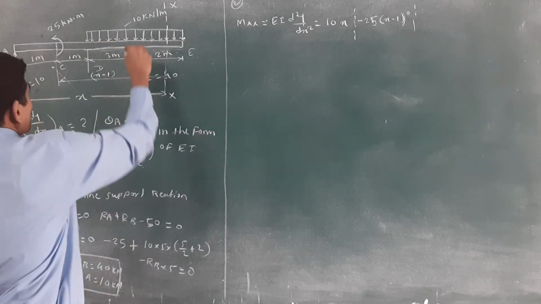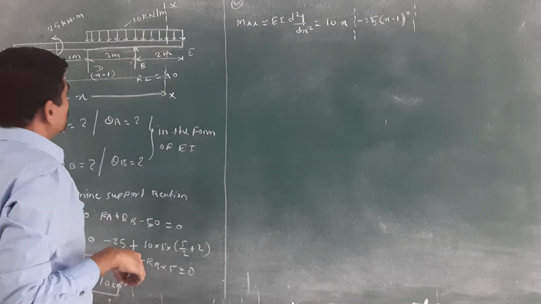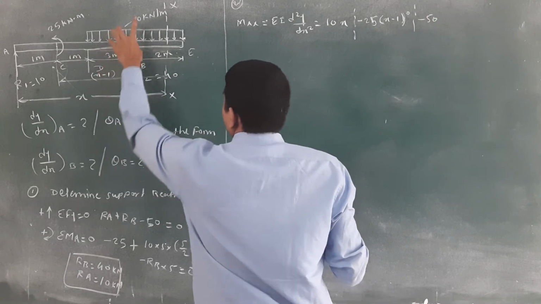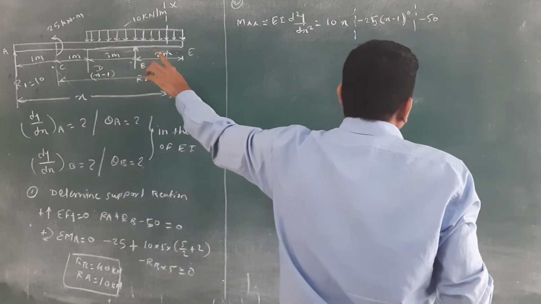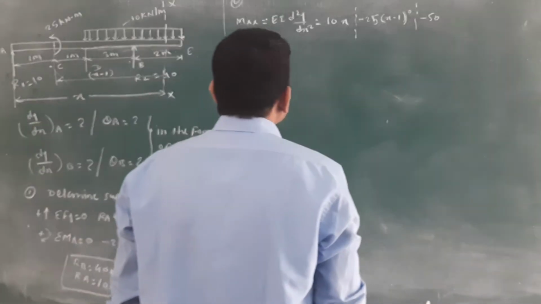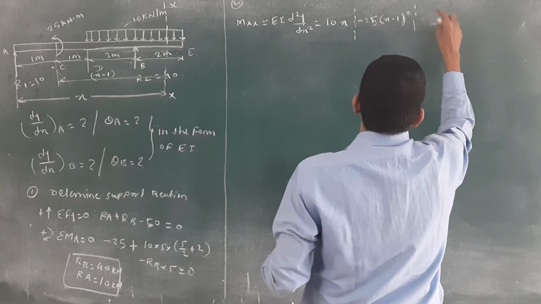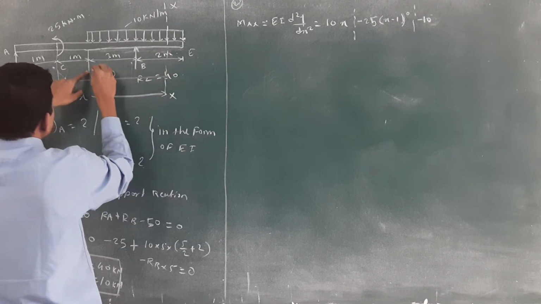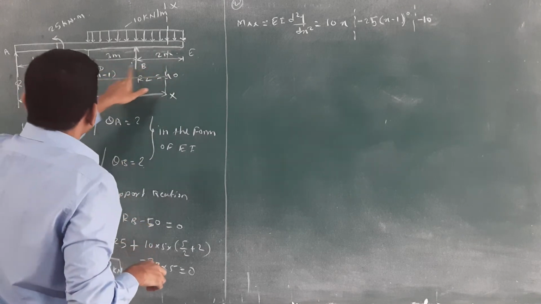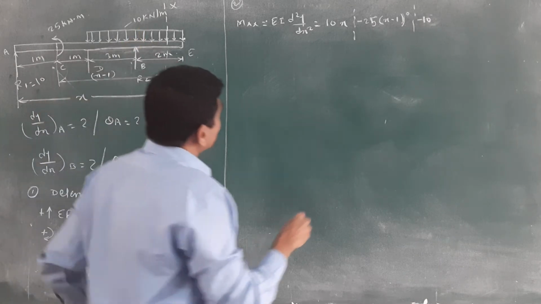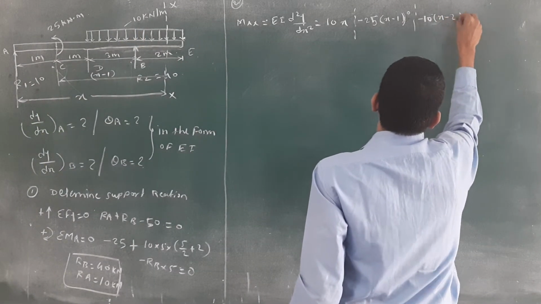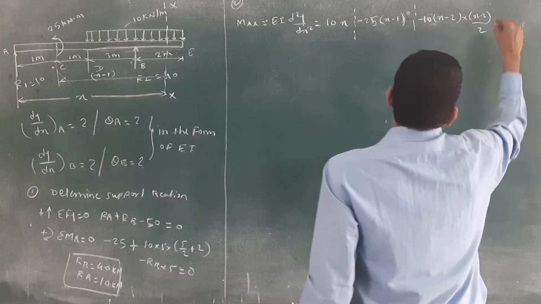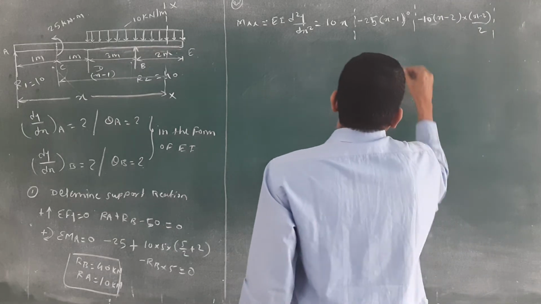See, this UDL is again going in the anti-clockwise direction, that's why minus. What is the UDL value? 10 into 5, that is 50. Check that, minus or not. We have considered up to the section X, right? We don't know this distance. This distance is x minus 2. Means minus 10 into (x minus 2) into (x minus 2) divided by 2.